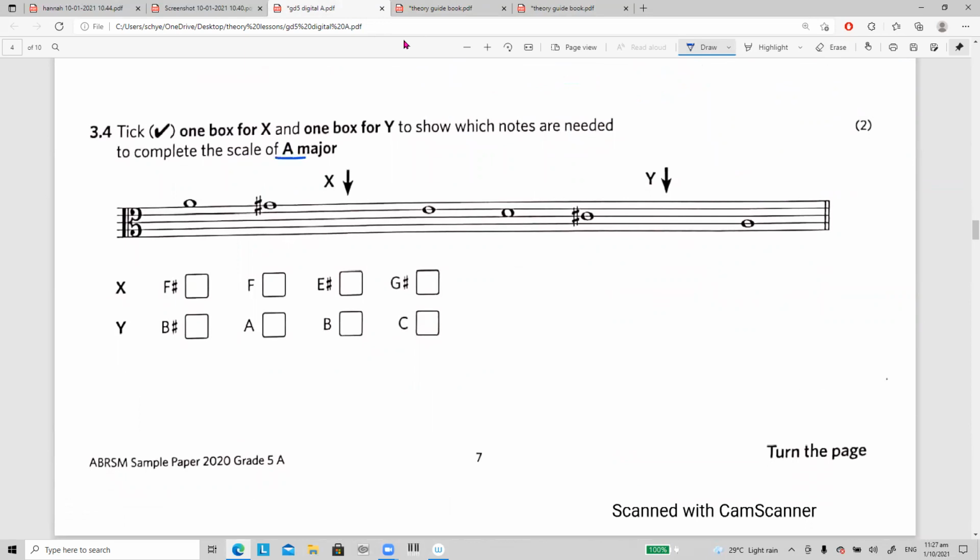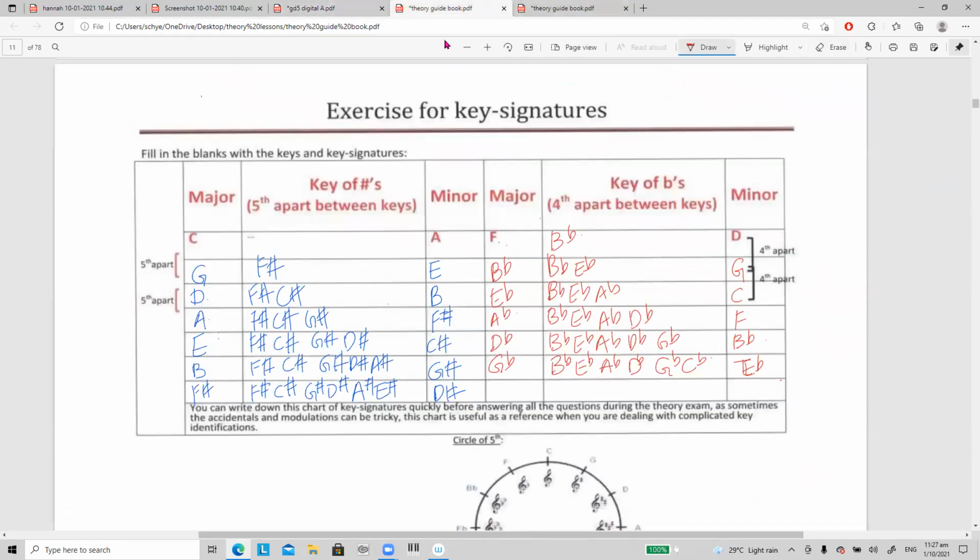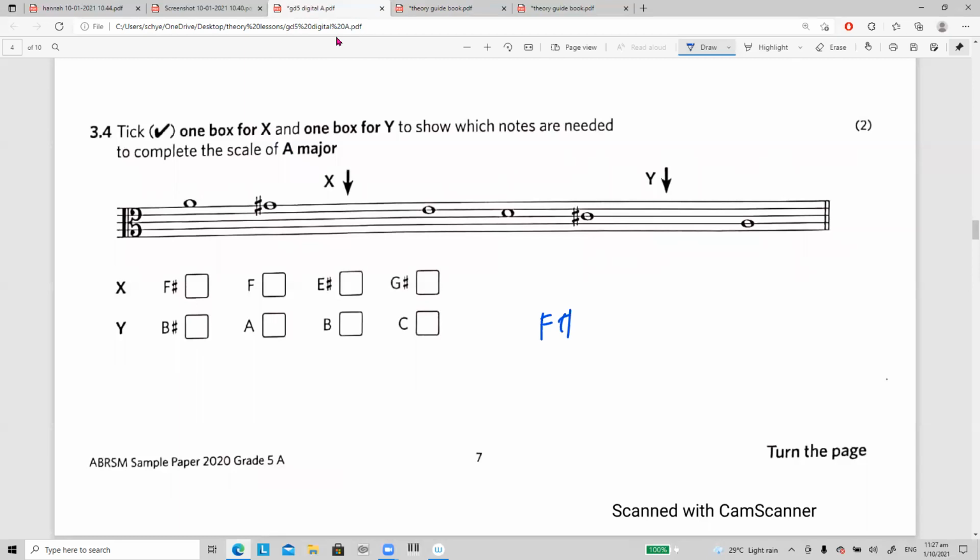Next one is A major. They want you to find out the missing note. So in A major, look at the chart. A major has 3 sharps: F sharp, C sharp, and G sharp. So from here, you can write down F sharp, C sharp, and G sharp.